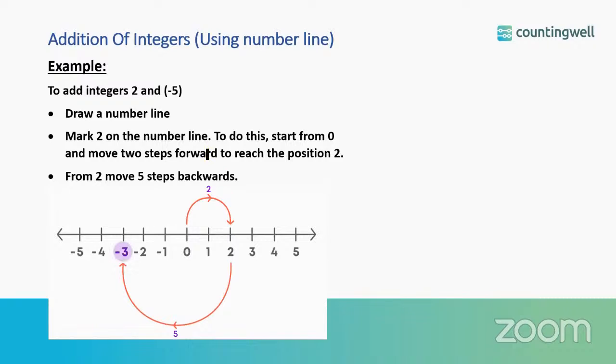Then we have to start from 0 and move 2 steps forward to reach the position 2. Then from 2 we have to move 5 steps backwards. So the sum of 2 and minus 5 is minus 3. So whenever you are adding a negative integer, here the negative integer is minus 5, we are moving backwards in the number line.